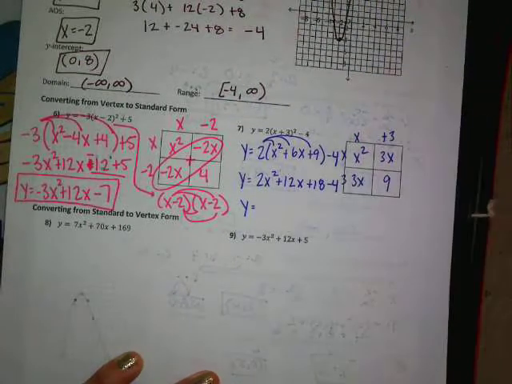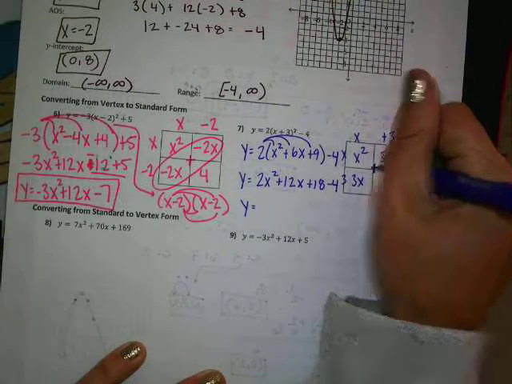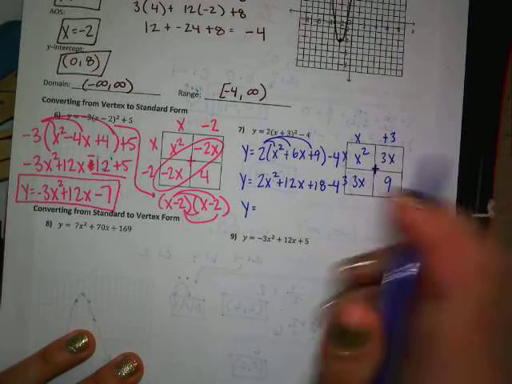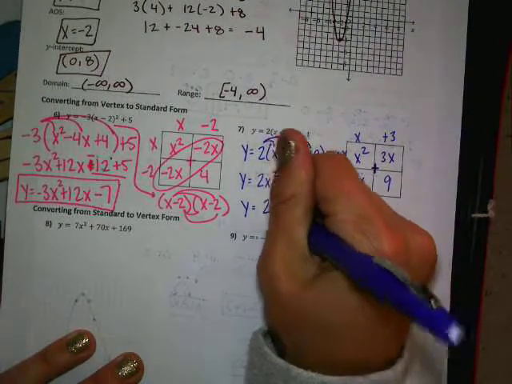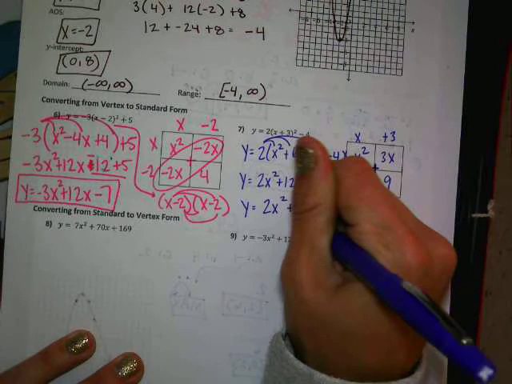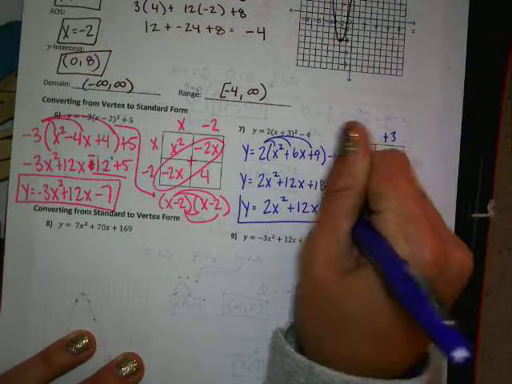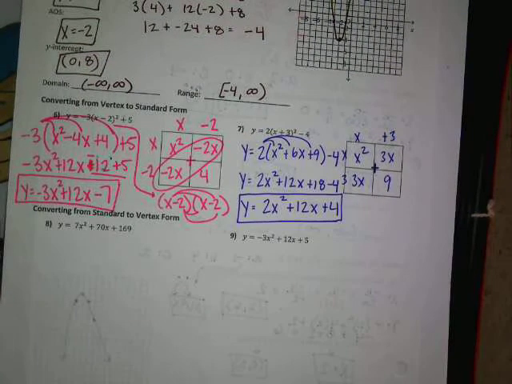3x, 9. Inside, you're adding because we're combining like terms. Add them. All right, and then combine these last terms here: 2x squared plus 12x plus 14. I was off by 1 number. That's not that bad.